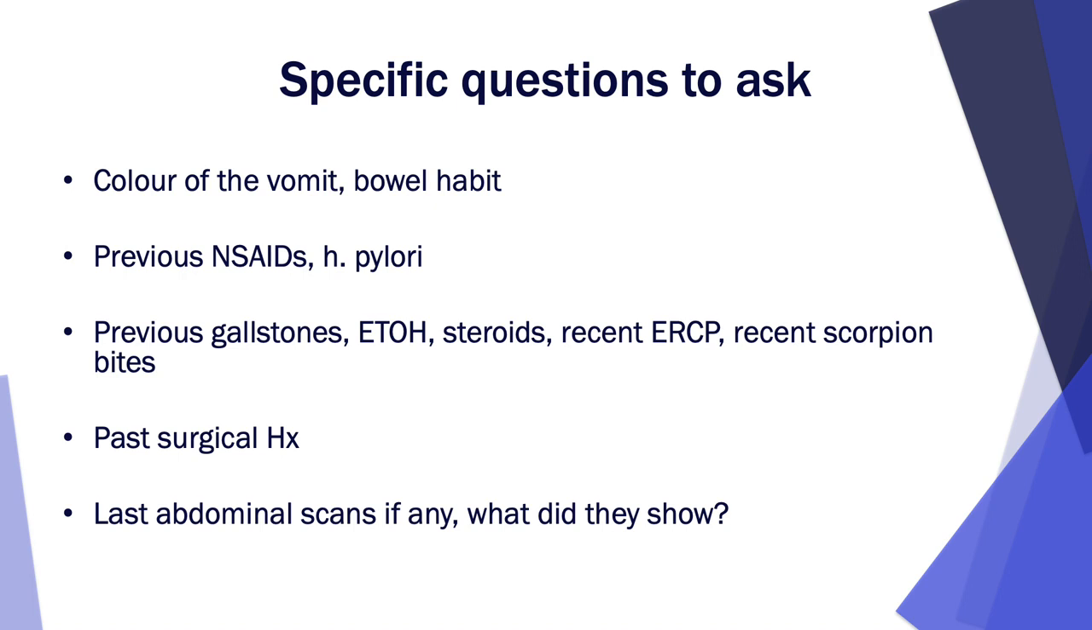If the patient has been constipated, again we may be thinking of bowel obstruction, or if they're having diarrhea, we may be thinking of gastroenteritis or some sort of inflammatory process. We can then move on to ask about risk factors for peptic ulcer disease, such as previous NSAID use and H. pylori.